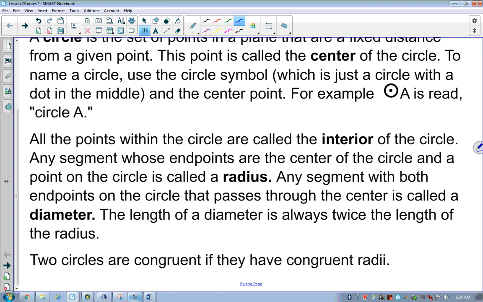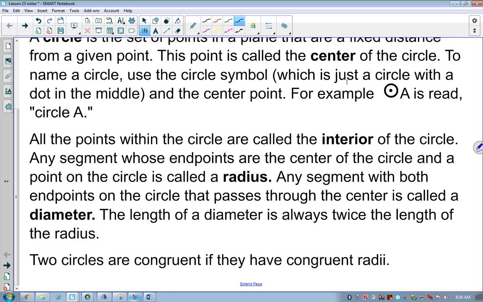All the points within the circle are called the interior of the circle. Obviously, all points outside of a circle are exterior. Hopefully everybody knows what a radius is, but a radius is any segment whose endpoints are the center of the circle and a point on the circle. Any segment with both endpoints on the circle that passes through the center is called a diameter.